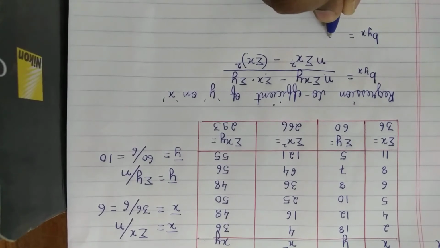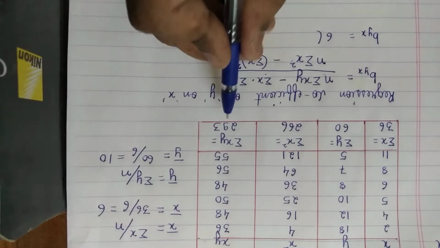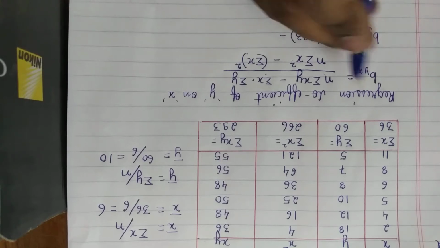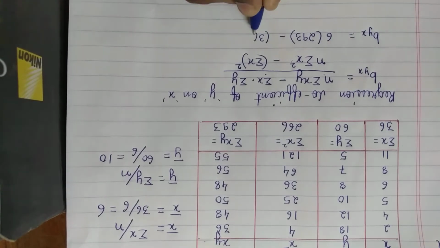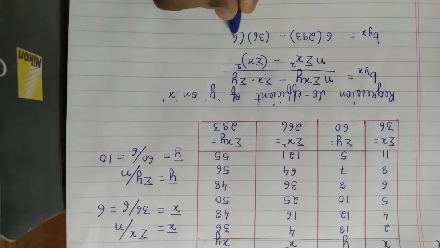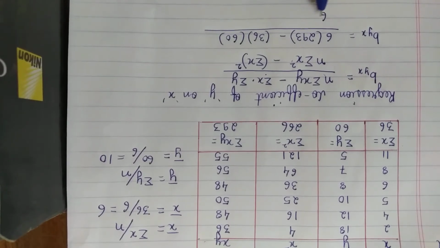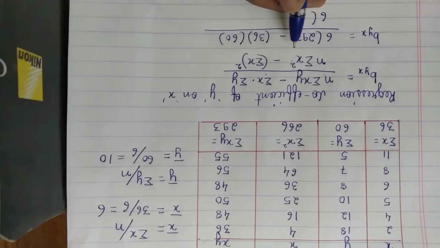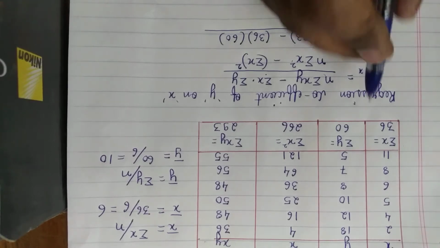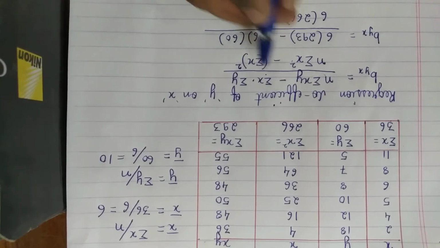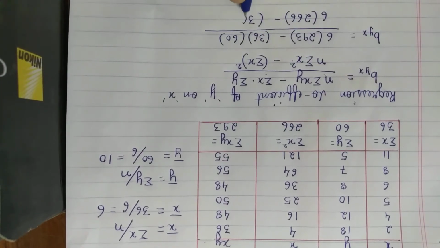byx is equal to n, we know it is equal to 6, multiplied by summation xy, which is 293, minus summation x, which is 36, into summation y, which is 60, the whole divided by 6 into summation x square. So now what is summation x square? Summation x square is 266, minus summation x the whole square, which is 36 square.